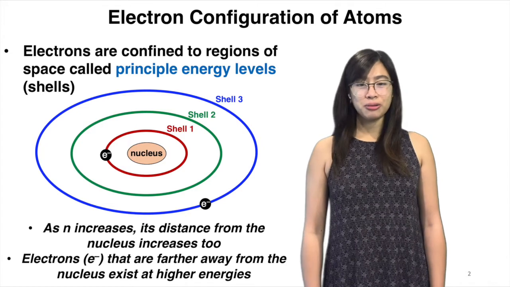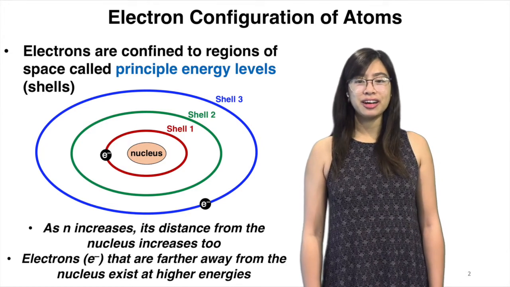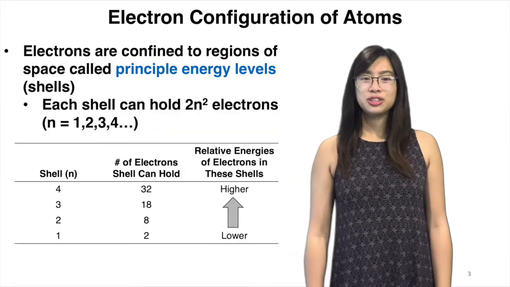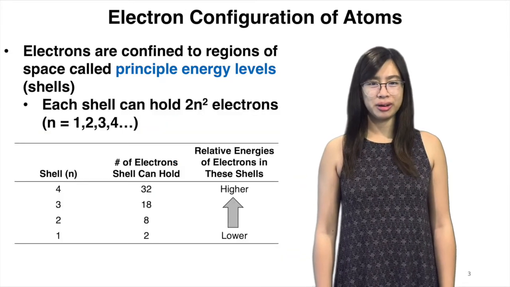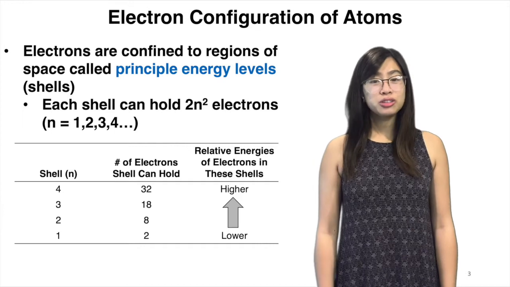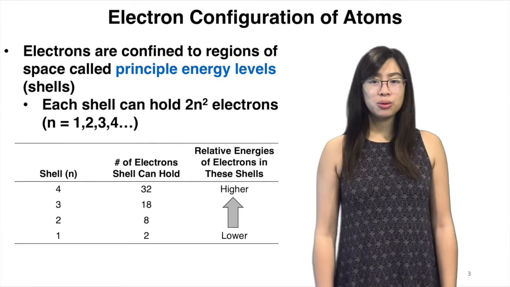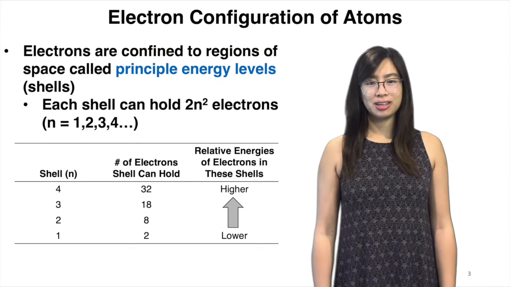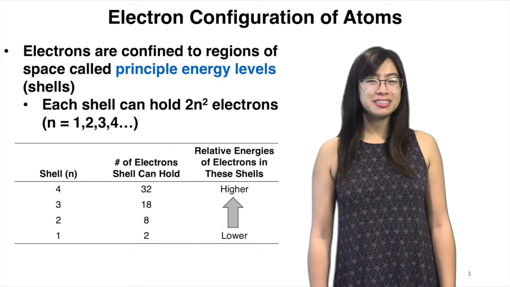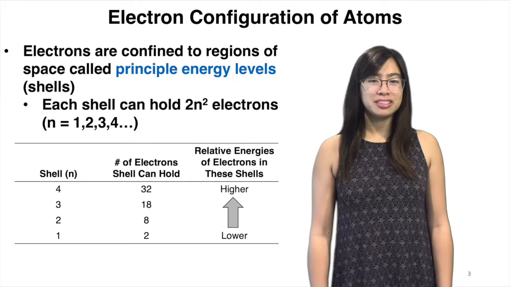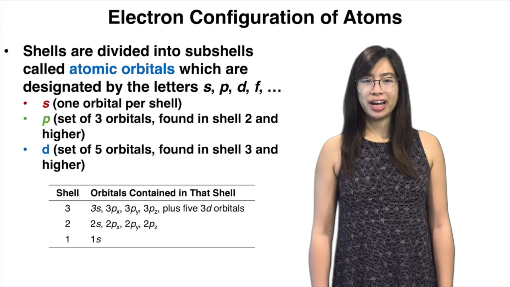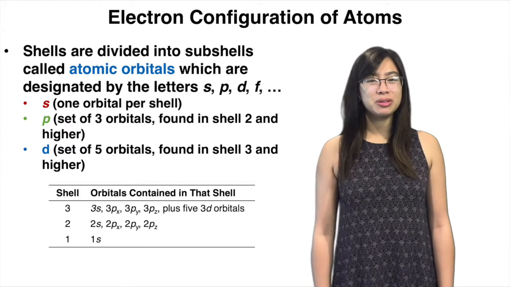Electrons that are farther away from the nucleus exist at higher energies than the electrons that are much closer to the nucleus. Each shell can hold 2n² electrons. So shell 2, where n equals 2, can hold 8 electrons. And again, the relative energy of the electrons in each shell increases as n increases, as it gets farther away from the nucleus. And shells can be further divided into subshells called atomic orbitals.